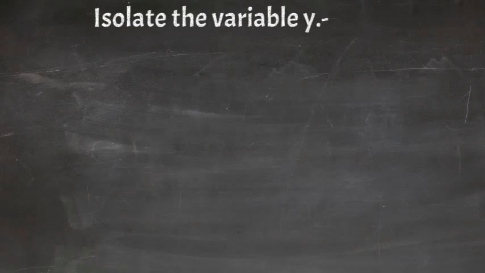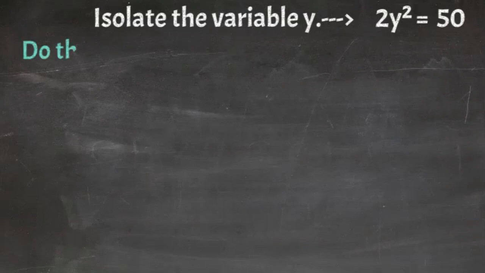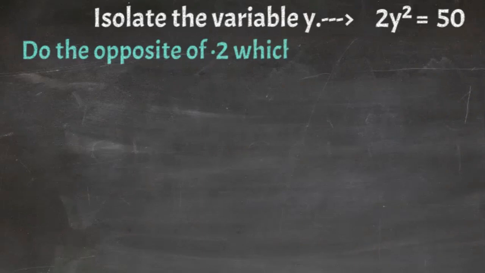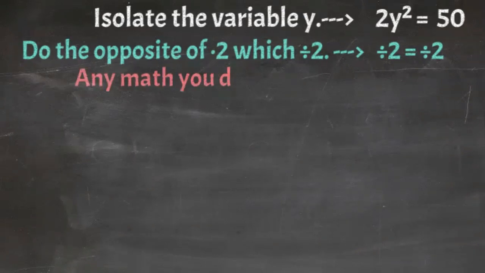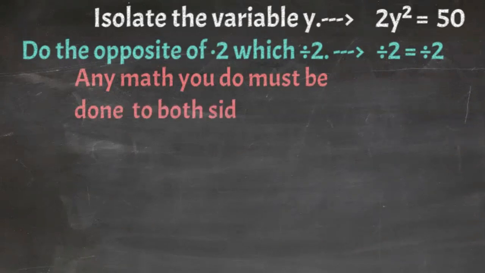So now we're going to try one with a square in it. So we're going to isolate the variable y. So we get 2y squared equals 50. So what we have to do is get rid of the 2 first, because we want to just have y squared. So do the opposite of multiplying by 2, which is dividing by 2. Any math you do must be done on both sides. There's the divided by 2 on the left side and the divided by 2 on the right side.